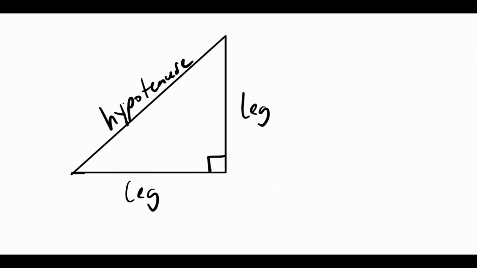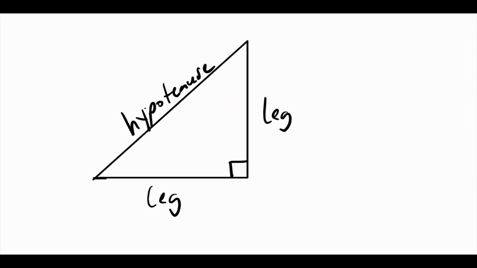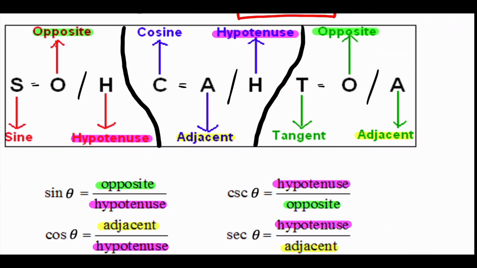Right triangles can look like that. They can look like that. Pretty much any way. They have 3 sides, and one of the angles is 90 degrees, right? That's a right triangle. The sides are called legs. The 2 sides that make up the 90 degrees are called the legs. The side that's opposite of the 90 degrees, the long side, is called the hypotenuse.